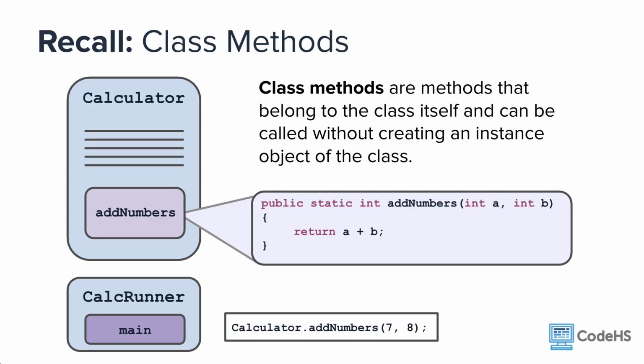That means another class, like this CalcRunner class, could use it right away with the class and method name. For example, Calculator.addNumbers. This feature is very useful because it means you can access loads of pre-built class methods from popular classes, like those in the Java Standard Library.